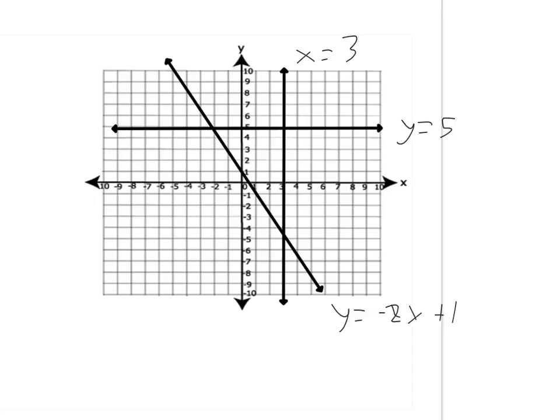So none of the lines here are parallel. Is there anything else? Nope. Okay, so that's it. X equals 3 and y equals 5 are perpendicular to each other. And that's your answer. Which you can show by that little symbol right there, an upside down T. They'll do this. X equals 3 is perpendicular to y equals 5. They'll do something like that.